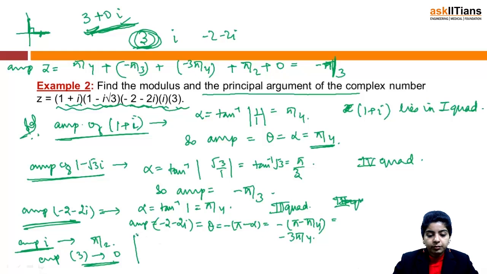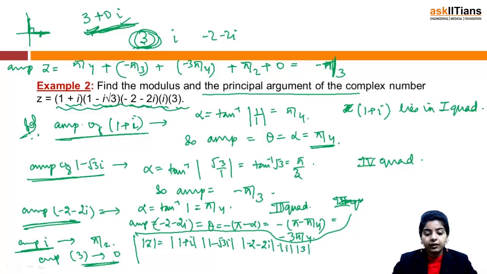And next we were required to find the modulus. Modulus is quite simple, you can directly find it. Modulus of z would be equal to modulus of 1 plus i into modulus of 1 minus root 3i into modulus of minus 2 minus 2i into modulus of i into modulus of 3. So this is under root of 1 plus 1, that's root 2, into under root of 1 square plus root 3 square, that becomes under root 4, that is 2.